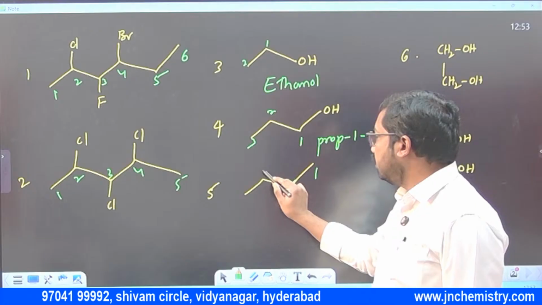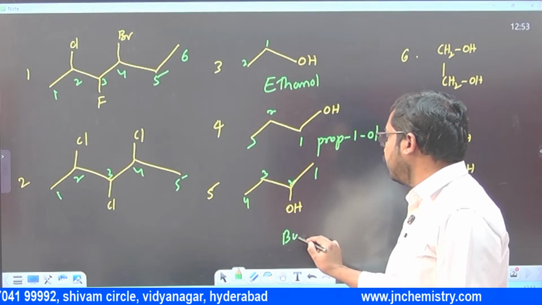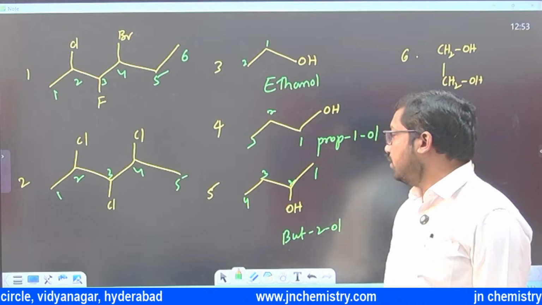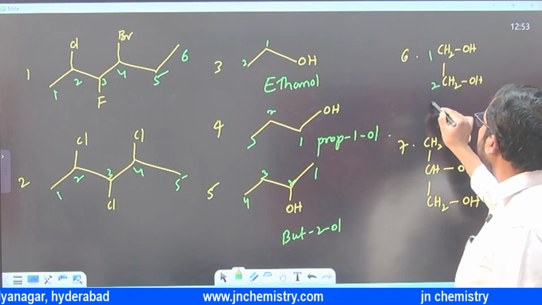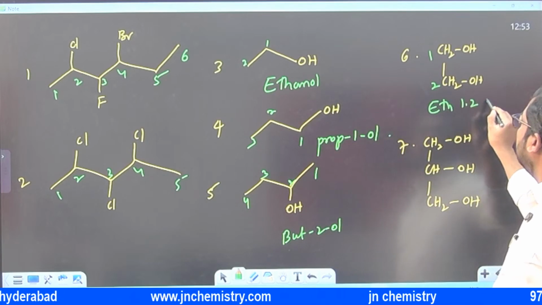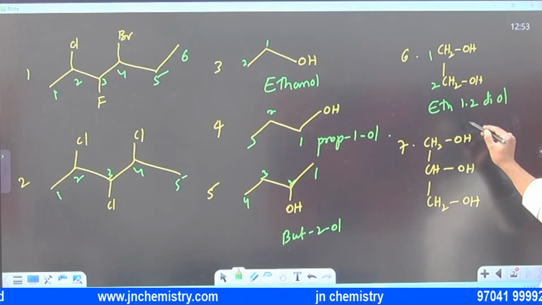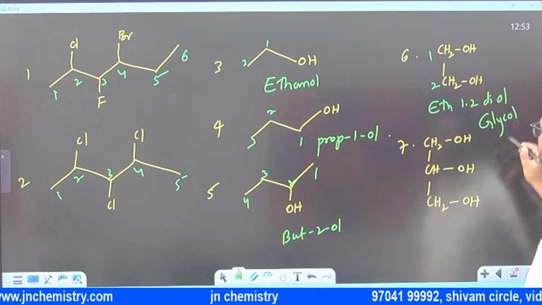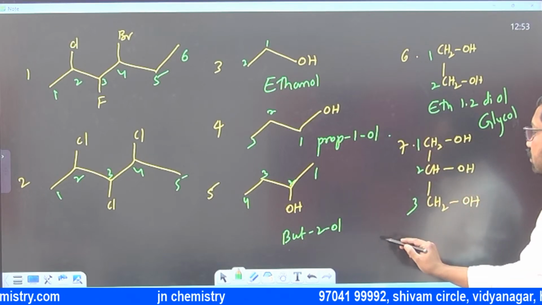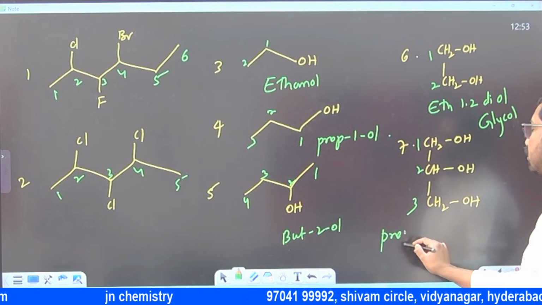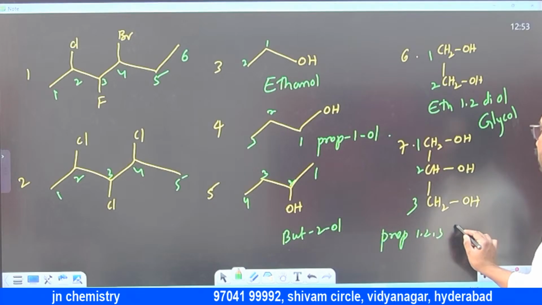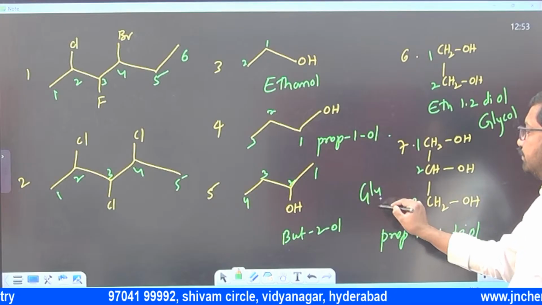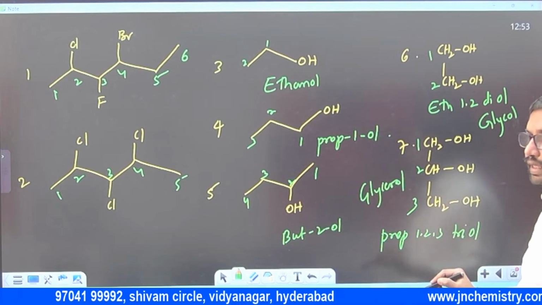So 1, 2, 3, 4, butanol. Butanol, right? So ethane 1, 2, diol. So this we are calling as glycol, Nana. This is triol, glycerol, we could say. Glycerol.